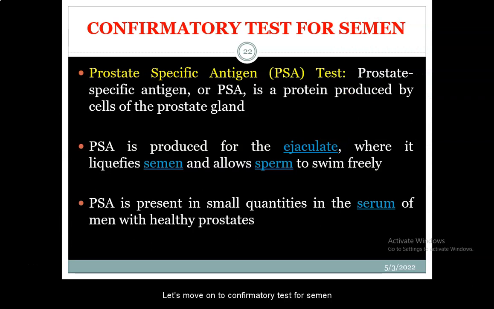Now let's move on to confirmatory test for semen. Prostate specific antigen test, that's the PSA test. PSA is a protein produced by cells of the prostate gland and is produced for the ejaculate, that is what comes out of the male, where it liquefies semen and allows sperm to swim freely. Now PSA is also present in small quantities in the serum of men with healthy prostates.